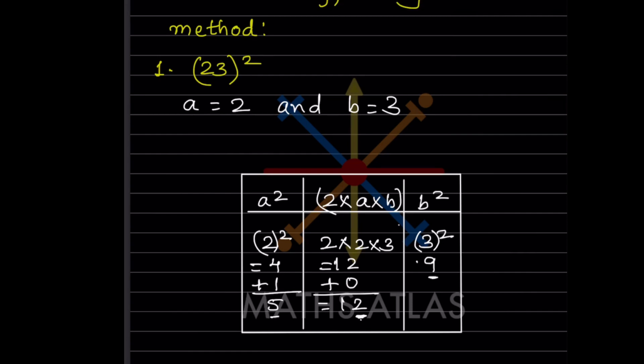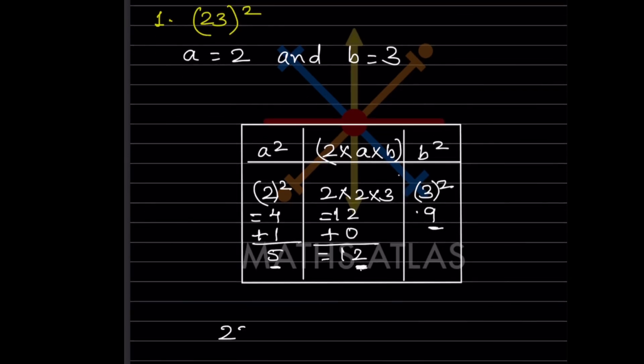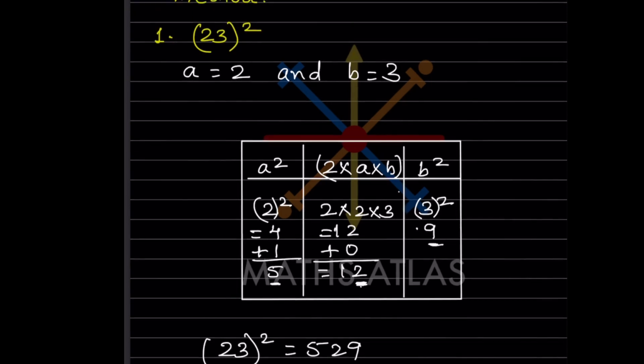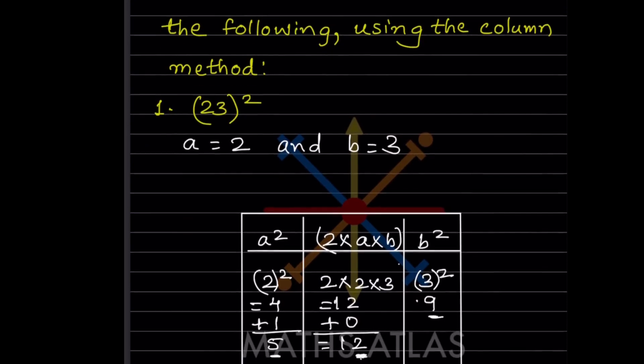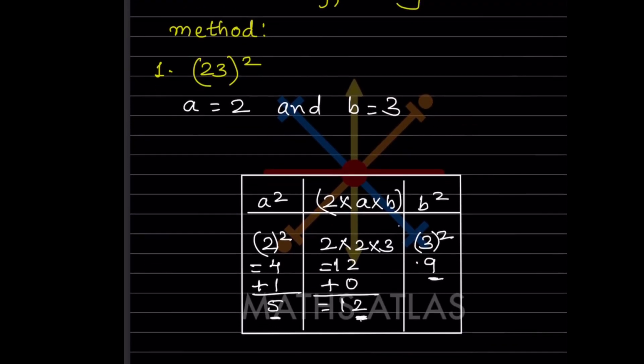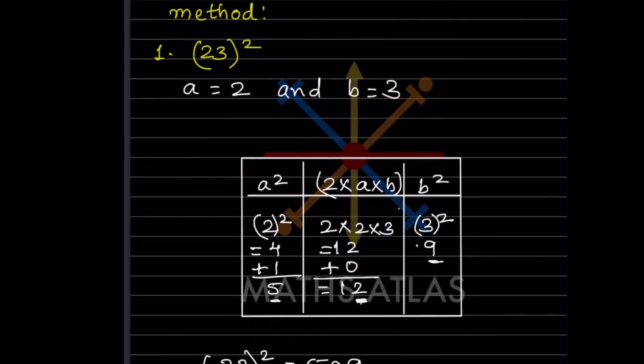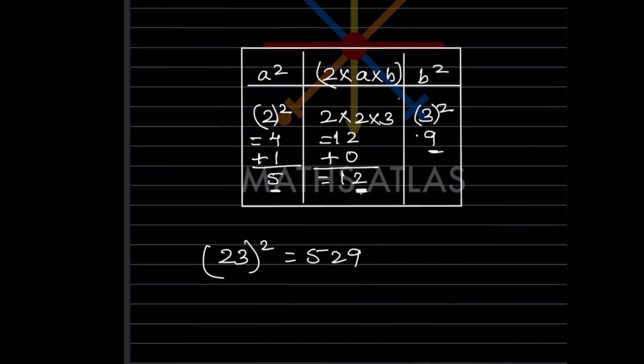Now the units place is 9, this is 2 and this is 5. So your answer should be that 23 square is 529. You can also multiply and cross-check. When you multiply 23 into 23, it should be 529. But here we are not going to do it directly. We are going to show this with the help of the column method. So this is the column method. Once you do the other problems, it will be more perfect.